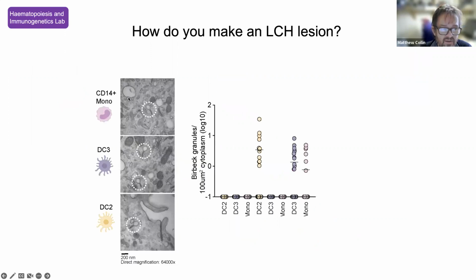This shows when you put these cells in a dish and give them stimulation, they make Birbeck granules, that is the hallmark of a cell with Langerhans cell type properties. So these were the things that first linked LCH to the Langerhans cell. And each of these cells, the DC2, DC3, and the monocyte, can make these little tennis rackets and contribute to the LCH lesion. What we were trying to find out is, what conditions do these cells require? Because they're all slightly different.